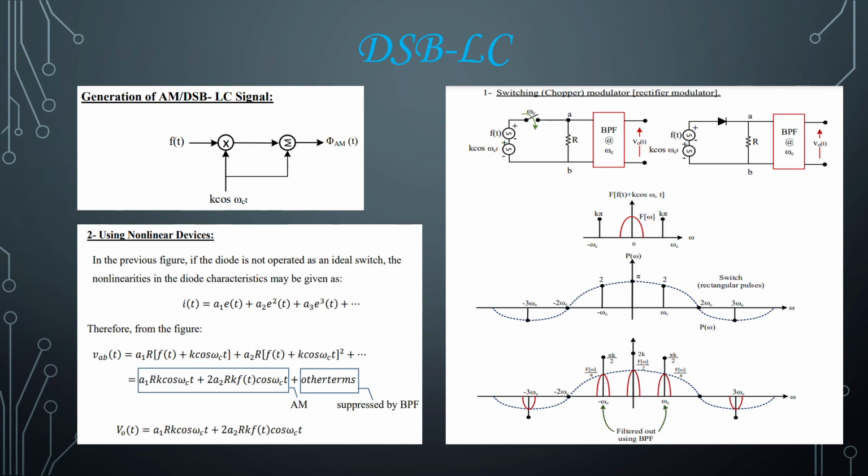Now we first see the generation of the DSB-LC signal. It is much similar to the DSB-SC signal, just that the carrier signal k cos ωct is divided in 2 parts and mixed 2 times with the message signal f(t) to give an output of φ_AM(t). It is generated using 2 methods, which are shown below. The first method is the switching chopper modulator, or rectifier modulator. It is shown in the circuit below.